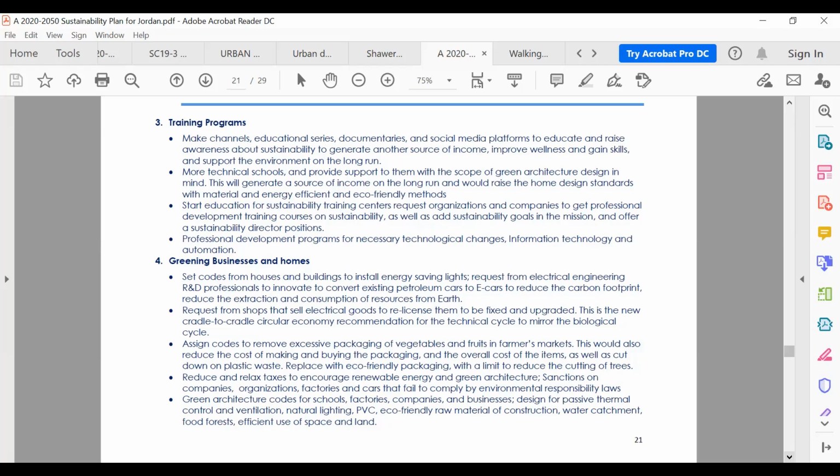Put sanctions on companies and organizations, factories and cars that fail to comply with environmental responsibility laws. Green architecture codes should also be set for school design, factories, companies and businesses. Designed for passive thermal control and ventilation. This means naturally heated and cooled areas and ventilated areas, natural lighting, photovoltaic cells, eco-friendly raw materials of construction, water catchment, food forest and efficient use of space and land.